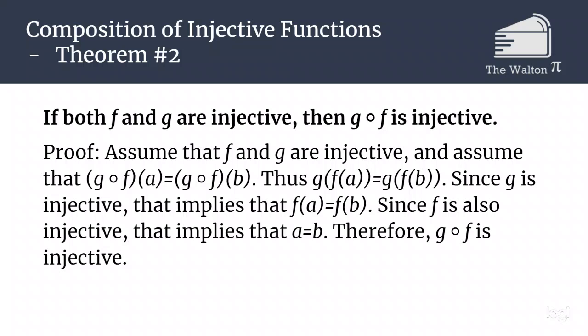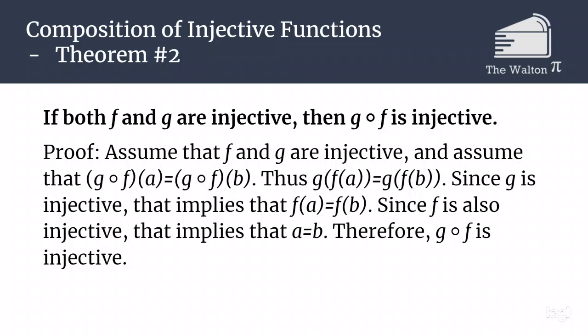So then we have f of a equals f of b, but since f is injective, that tells us that a equals b, which is what we needed to show that g of f was injective. So that shows that if f and g are both injective, then g of f will also be injective.